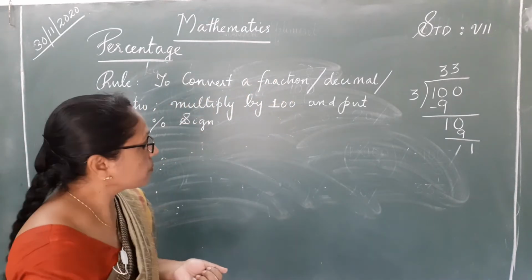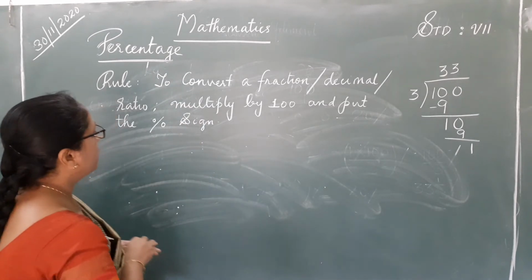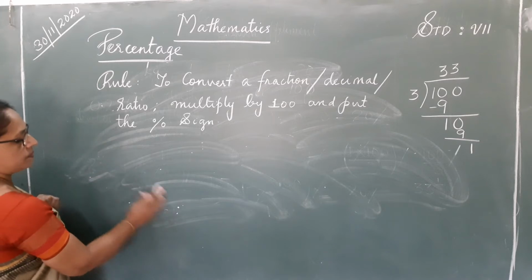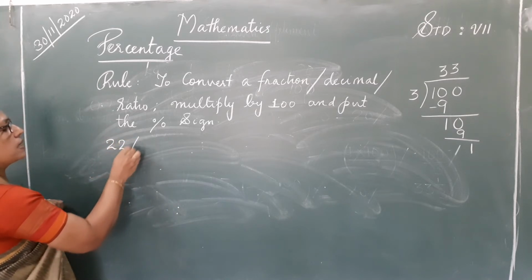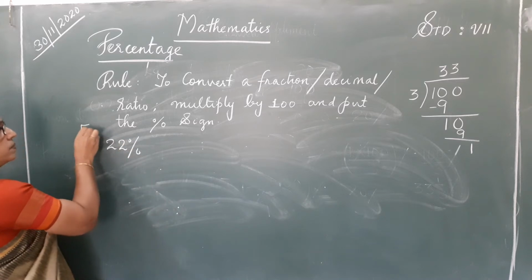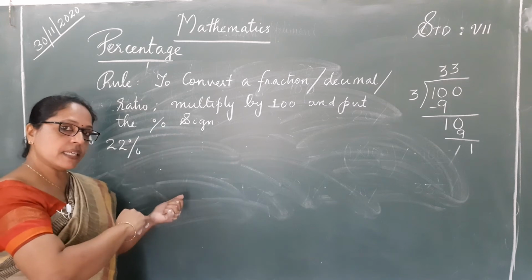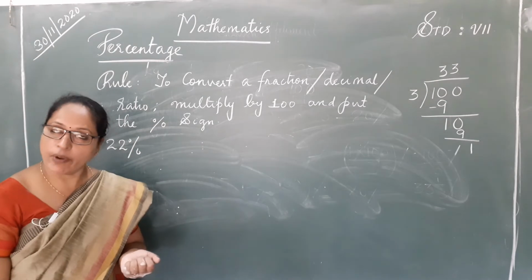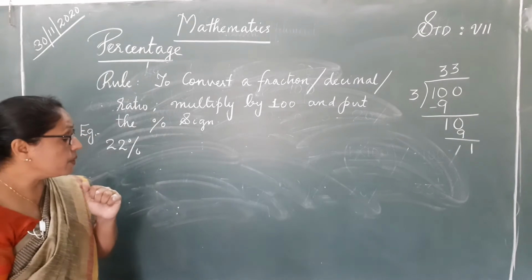Okay, now next, reverse. Percentage is given. For example, 22%. Here, reverse, opposite. Percentage is given. How do you change it into fraction or decimal or ratio? Okay, let's see how it works.